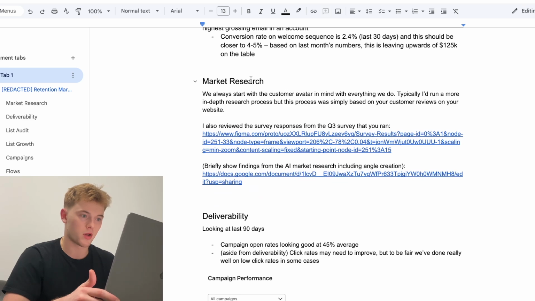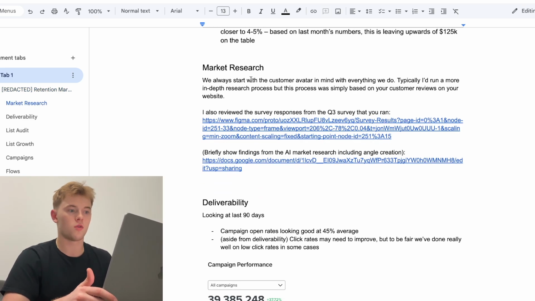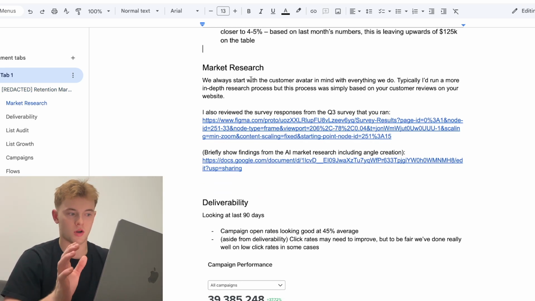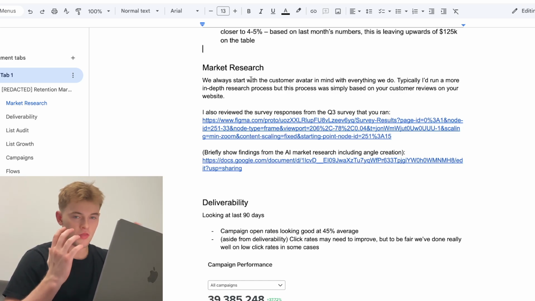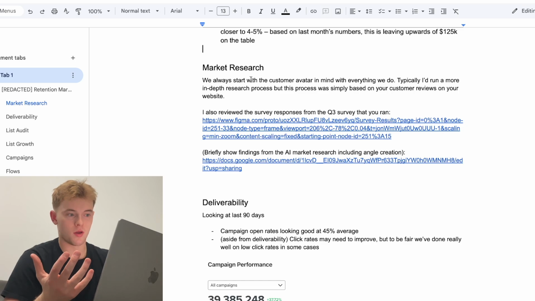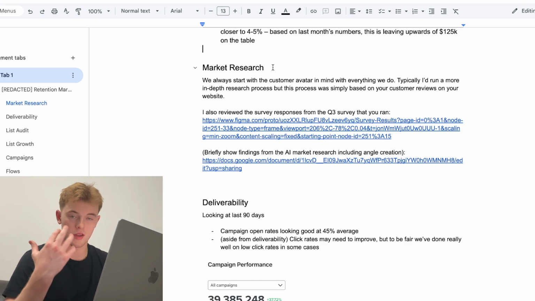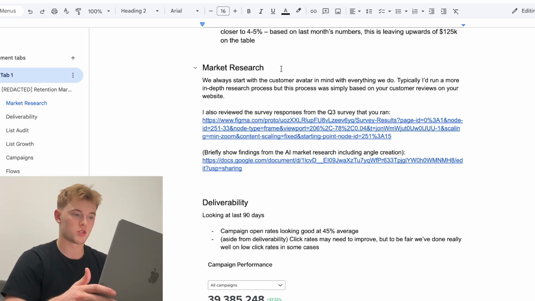So first we've got market research. We always start everything that we do with the customer avatar in mind, because that's the basis of everything that we're doing with our marketing. All right, we need to actually know the market. So we always start with customer research.